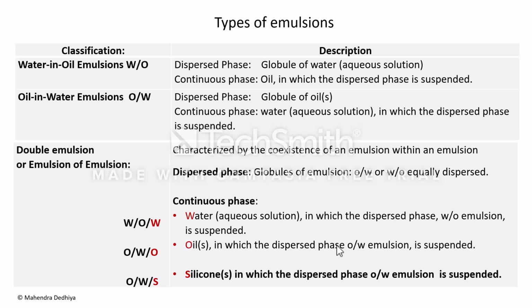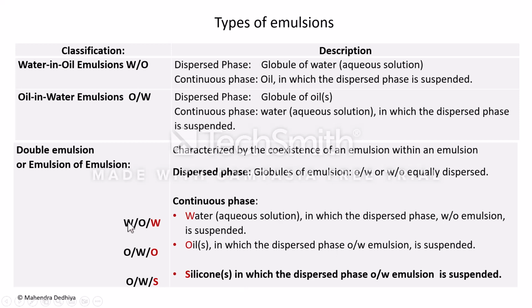This first phase, therefore, can be an oil and water or water and oil emulsion. The continuous phase could be water. In that case, it would be a water, oil, water emulsion. The continuous phase can be oil. In that case, it would be an oil, water, oil emulsion. The continuous phase can be silicone or silicone related compounds, which are very common in the cosmetic industry. These would be oil, water, and silicone.